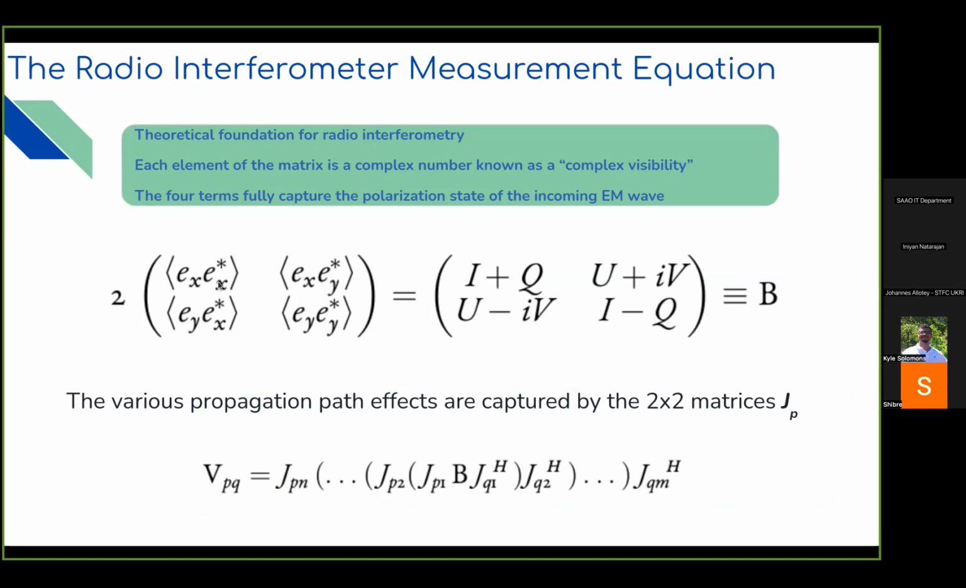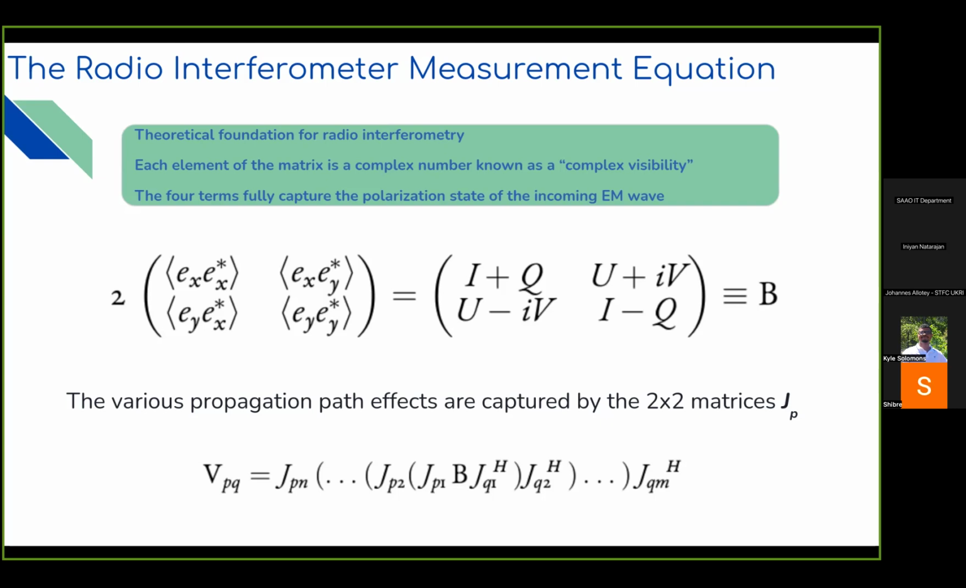So you have EX and EY, where X and Y are the two polarization states. EX, EY is an electric vector from one station, EX star, EY star is an electric vector from the other station, and you can form this 2x2 matrix that encapsulates all the information. You might recognize the Stokes I, Q, U, V components, and this is the simple mathematical relation between how you do interferometry and the four Stokes components. So from this, you can extract all the polarimetric information about the source that you're observing.